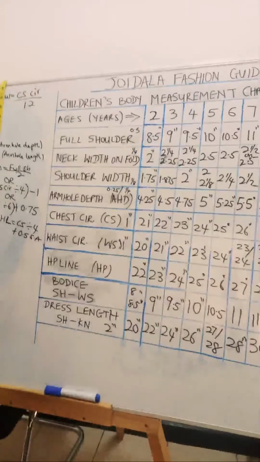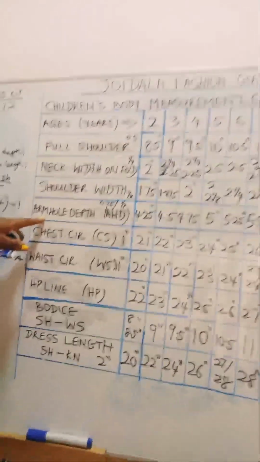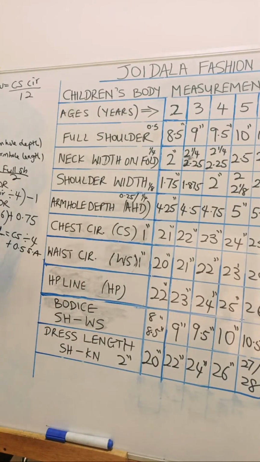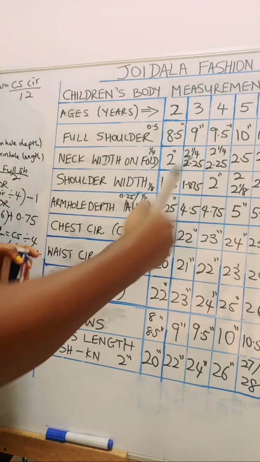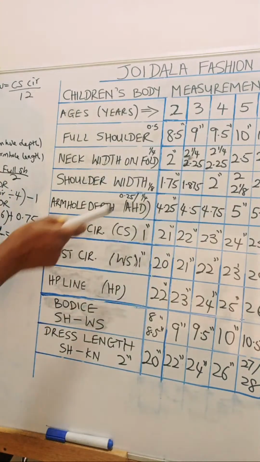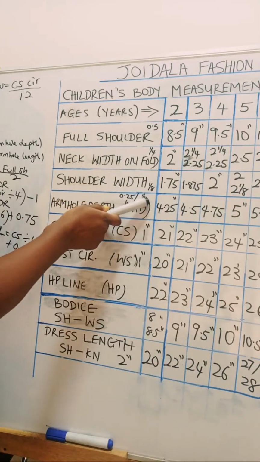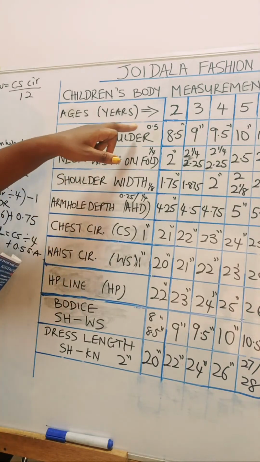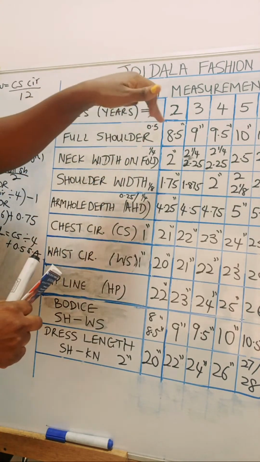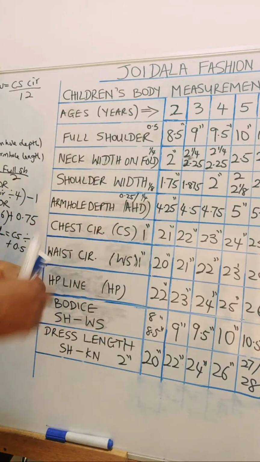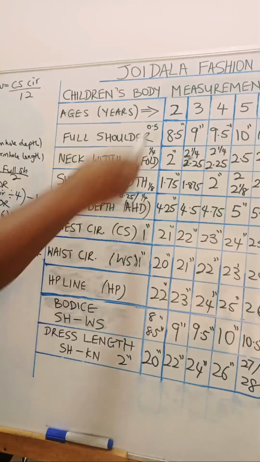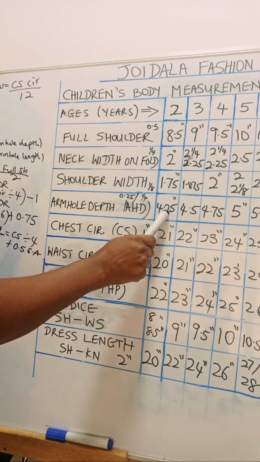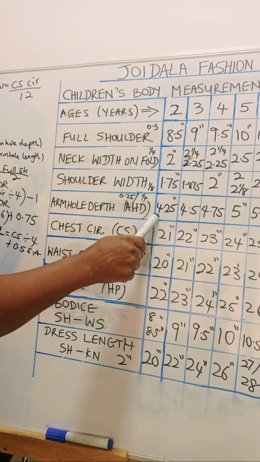And then for the armhole depth, there's an interesting thing about the armhole depth. The armhole depth of various ages usually increases by a quarter, just like full shoulder. Full shoulder is increasing by half inch, but armhole depth is increasing by a quarter. So for a 2 years old child, the armhole depth is 4.25. And how do we get the 4.25?